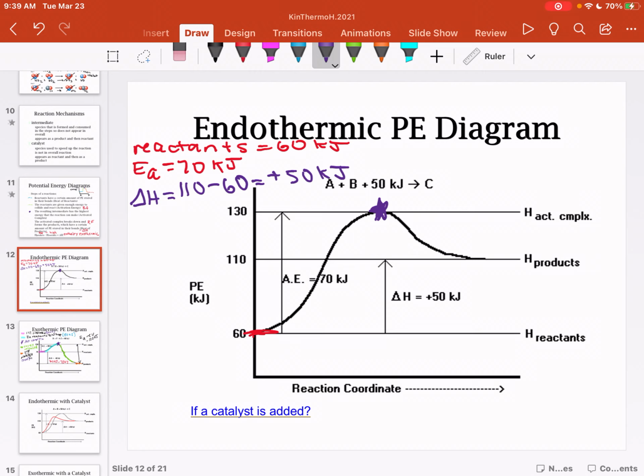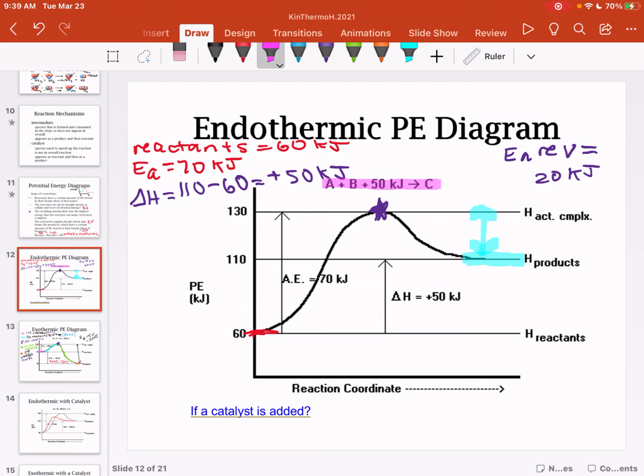If I had to read the activation energy of my reverse reaction, I can see that my reactants would be here, top of the hill would be here, and I could see that the activation energy of my reverse reaction here might be 20 kilojoules. I can see that if I embed my energy term within my reaction, as we recall, the energy term goes on the left-hand side of any endothermic reaction.